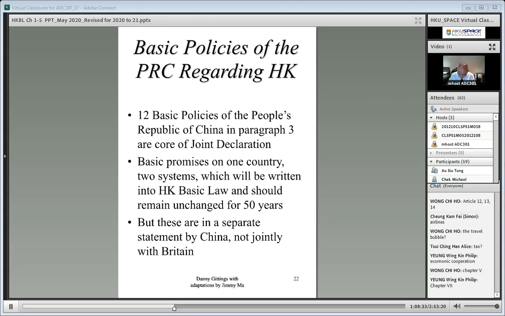All right. I would like us to do at least another one. Basic policy number three: the Hong Kong SAR will be vested with the executive, legislative, and independent judicial power, including that of final adjudication. The laws currently in force in Hong Kong will remain basically unchanged. So you are being asked to identify these four articles that reflect the above basic policy.